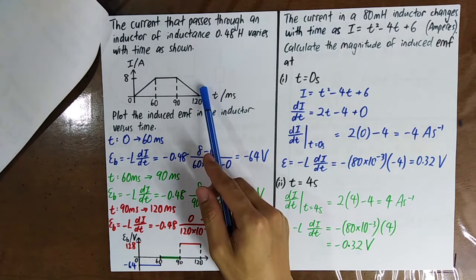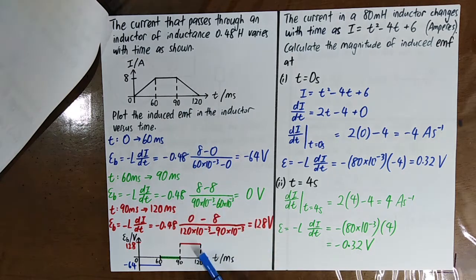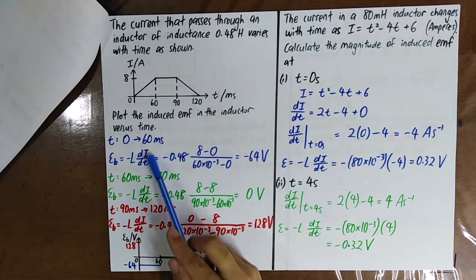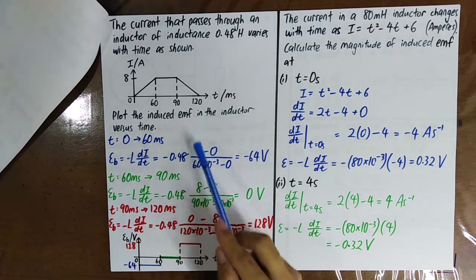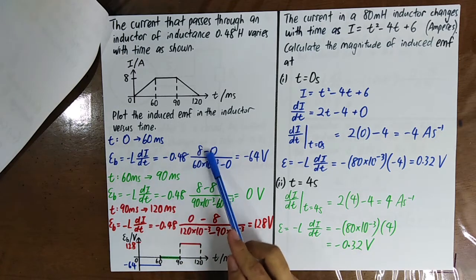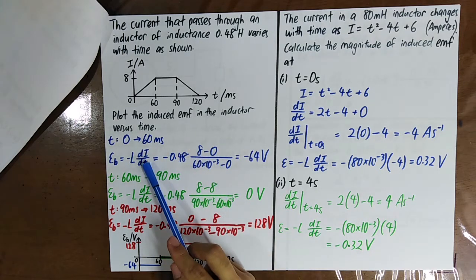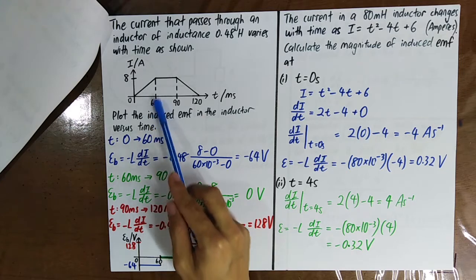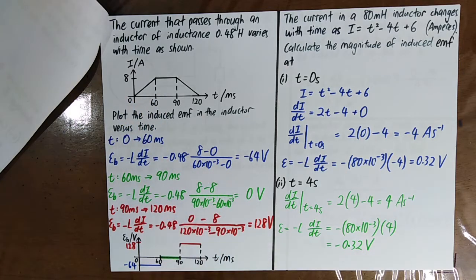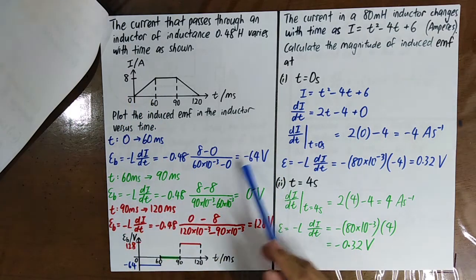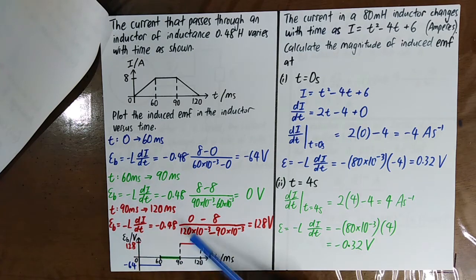So when it is multiplied with a negative sign, the EMF is a positive value. Okay, so you will have to remember that di is the final current minus the initial current, and then dt is the later time minus the initial time. Therefore, you can get the EMF for all regions.